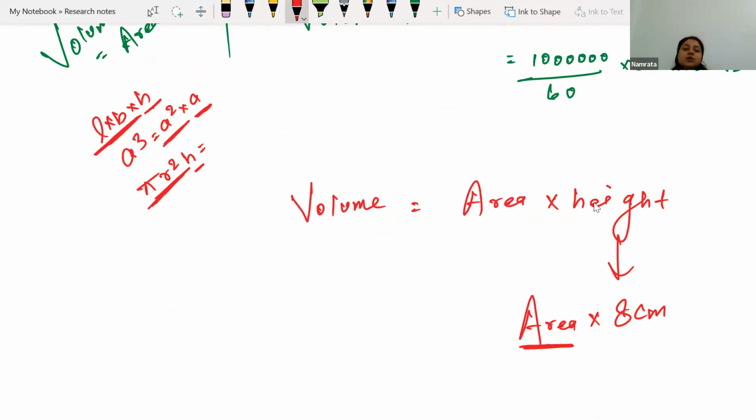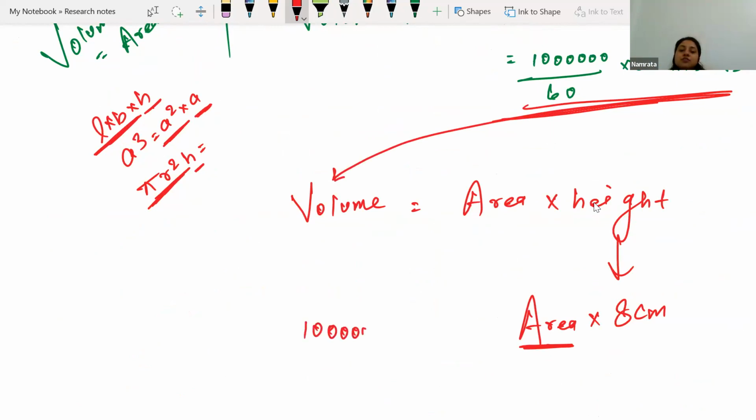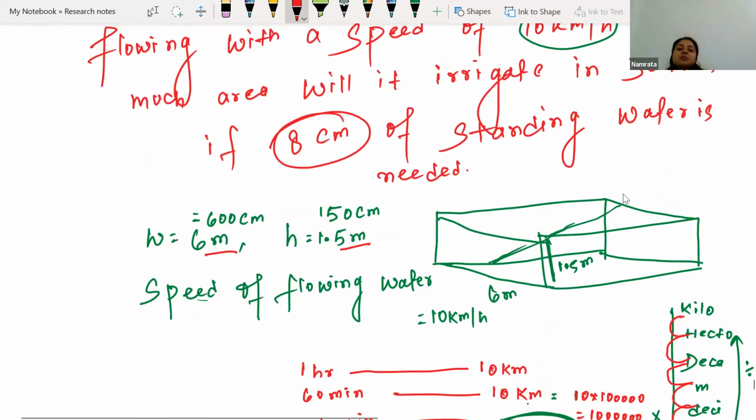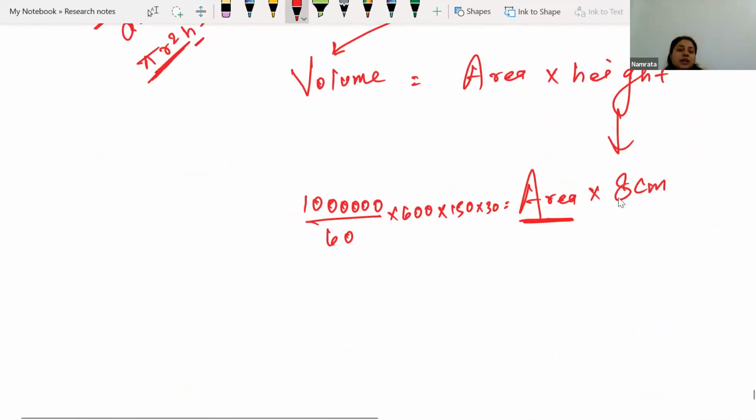What volume we need to irrigate? The volume which we have already found. This volume we will be writing over here. That is 1, 2, 3, 4, 5, 6 divided by 60 into 600 into 150 into 30 is equals to this one. And from here we will be getting the area which will be irrigated in 30 minutes when 8 centimeter of water, like standing water, is needed.